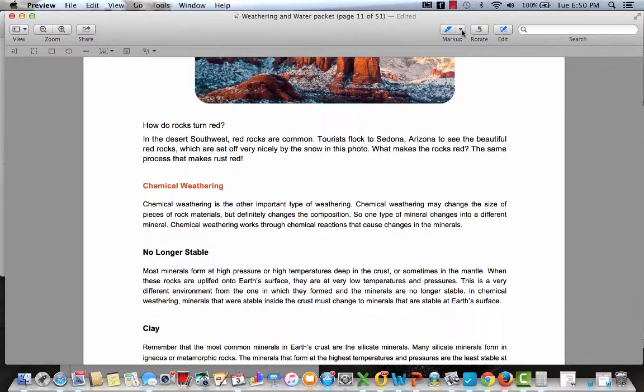The first thing that we need to do when annotating is highlight the important parts or underline them. What do you guys think is important in here? Please pause the video and discuss. If I were to highlight in this passage, I would put changes the composition, because chemical weathering is definitely changing the composition, and it works through chemical reactions.